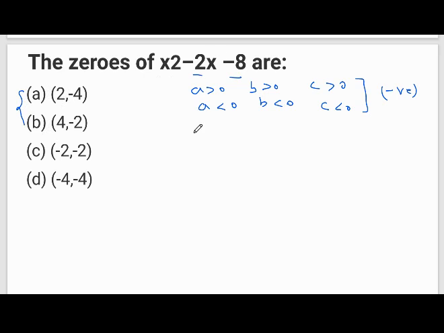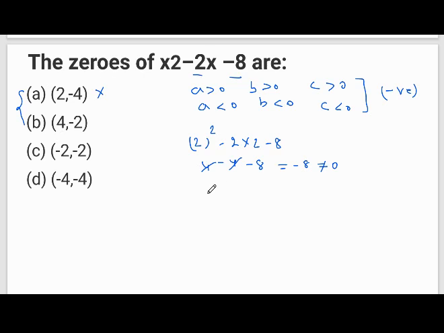Now put the 2 in the given equation. So 2 square minus 2 into 2 minus 8 should be 0. But 4 minus 4 minus 8 is not equal to 0. It will be minus 8. It is not equal to 0. So the first option is incorrect.